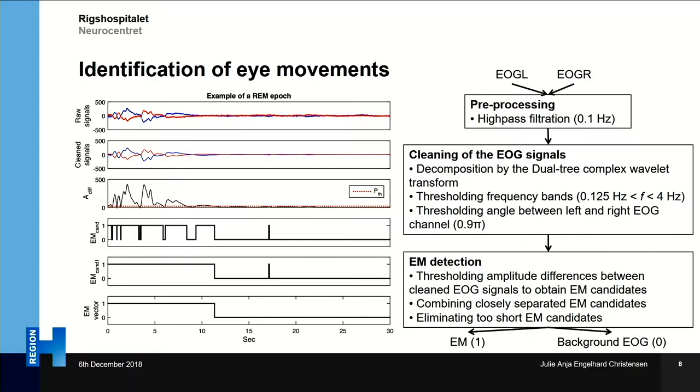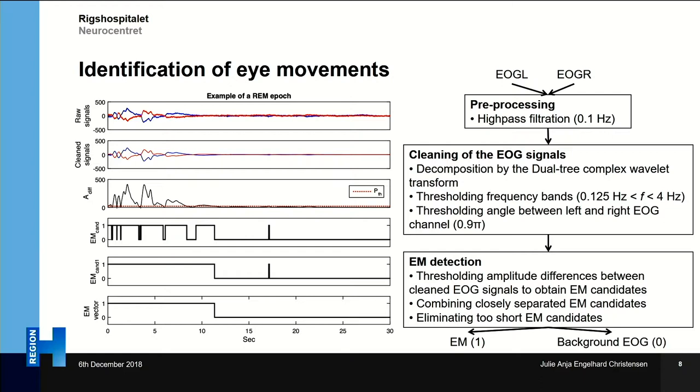The automatic eye movement detector is based on the two raw EOG signals after high-pass filtration, which is the pre-processing step. We did what we call a cleaning of the EOG signals. We basically decomposed each of these signals by using a method called the dual-tree complex wavelet transform, which not only looks into the frequency contents, but also into the phase of the signals.